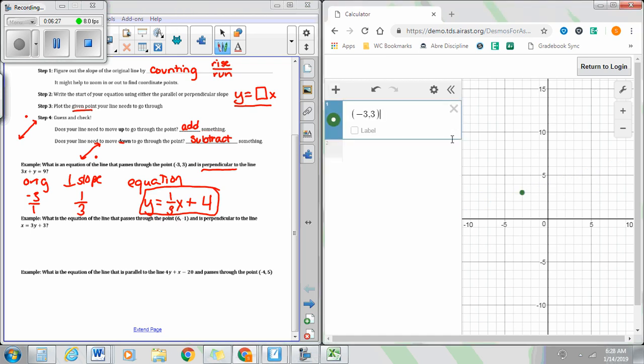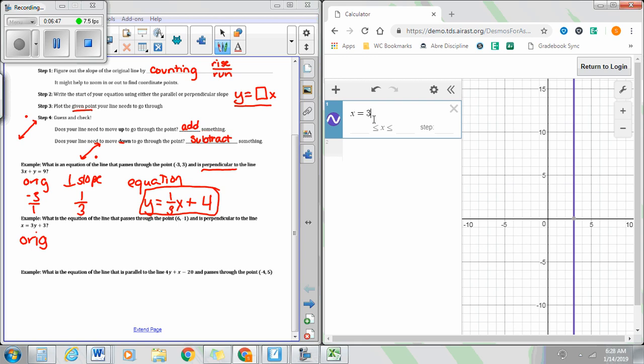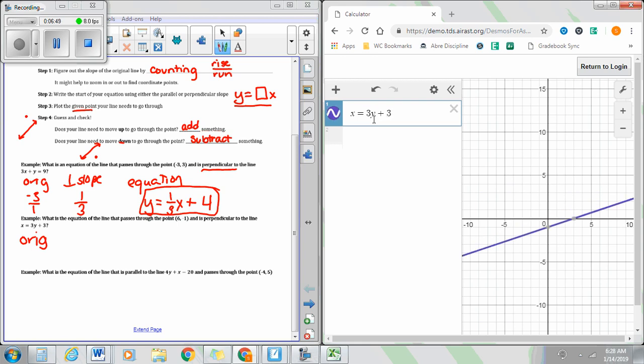Let me exit everything out of here. The second one says, what is the equation of the line that passes through the point 6, negative 1 and is perpendicular to the line x equals 3y plus 3? Same idea. I'm going to start by finding out what the original slope is. And that comes from Desmos. X equals 3y plus 3.